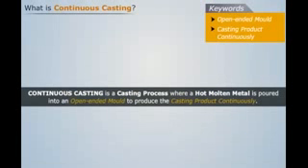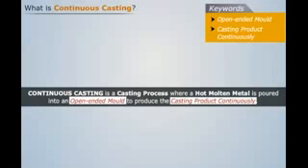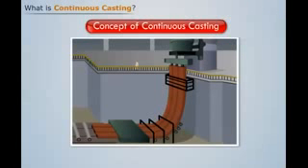Continuous casting is a casting process where a hot molten metal is poured into an open-ended mold to produce the casting product continuously. Let's understand this process with the help of an example. Consider the setup as shown.